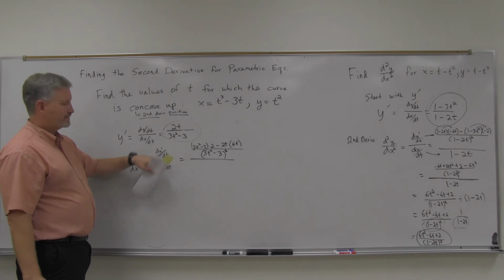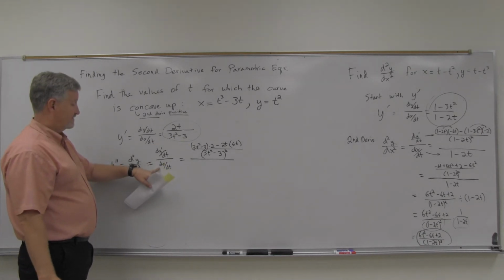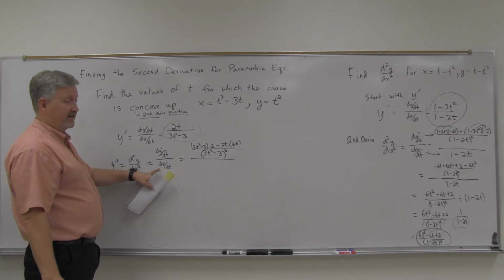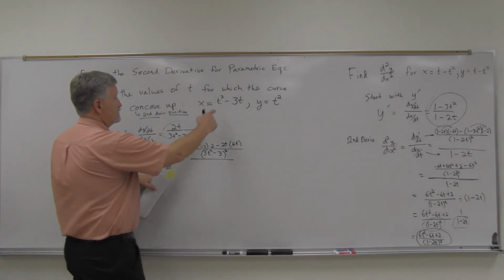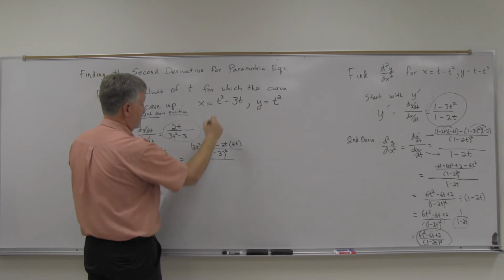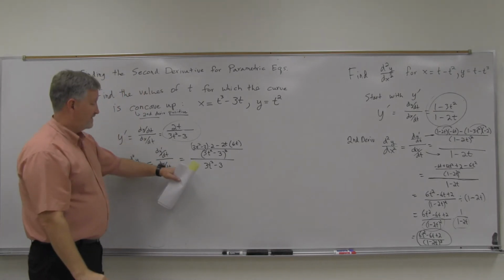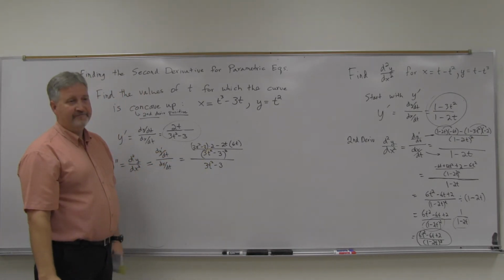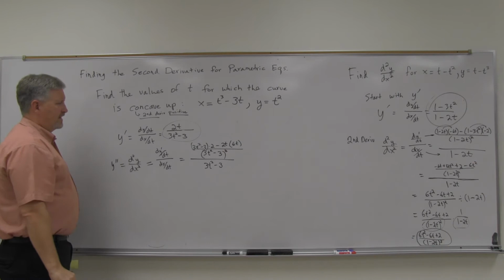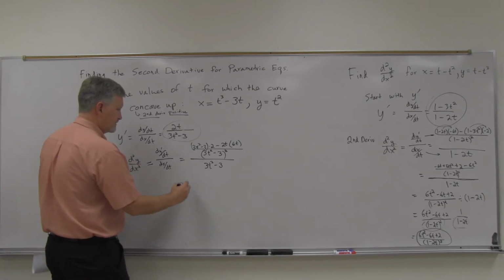But for parametric second derivatives, there's also that you've got to divide again by dx over dt. So it's just the derivative of the x equation again, which is 3t squared minus 3. And like happens a lot of times, those two are going to become a cube. Happens a lot for these second derivatives.